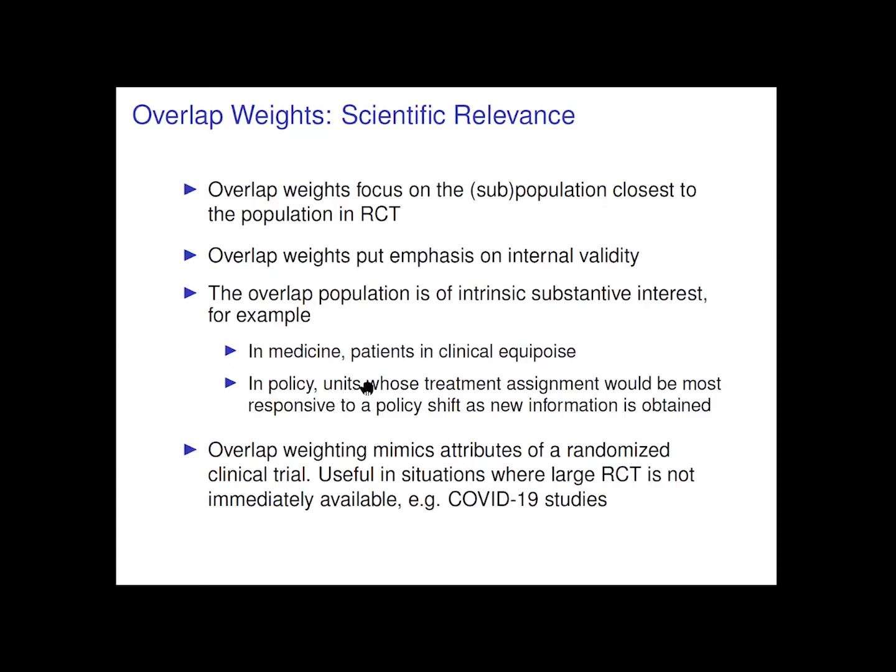In policy, this overlap population is also important because they are most likely to be responsive. Those are the people who are on the fence. When a new policy comes in, or there is new information about a particular treatment or policy, those are the people most likely to change their behavior. If your propensity is close to 0 or 1, you would never change your behavior. So in policy, those are also the people of most interest.